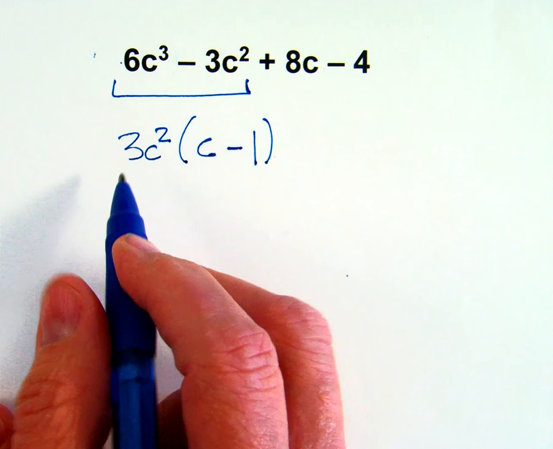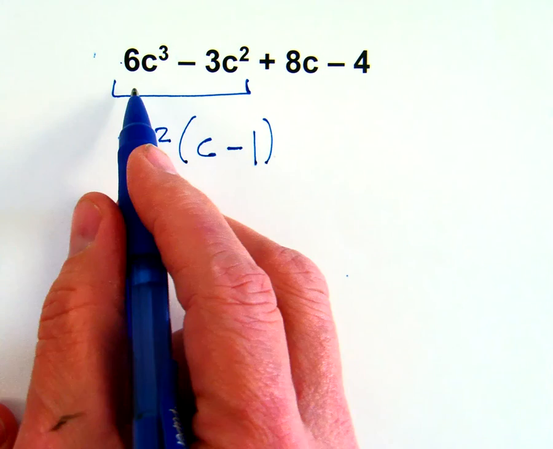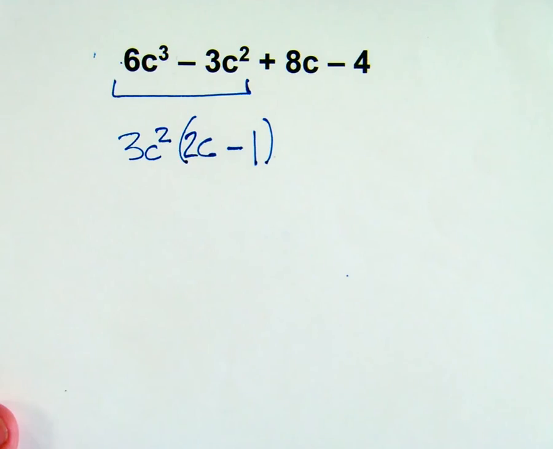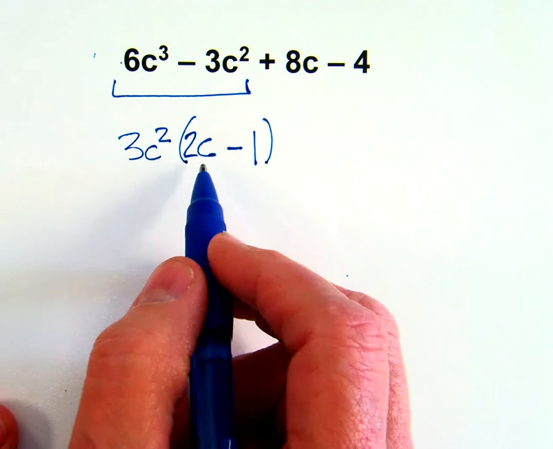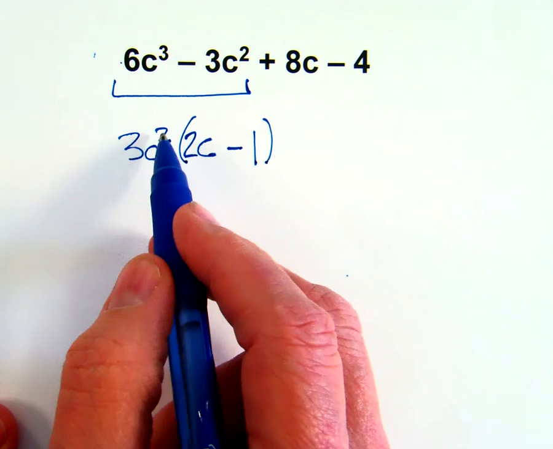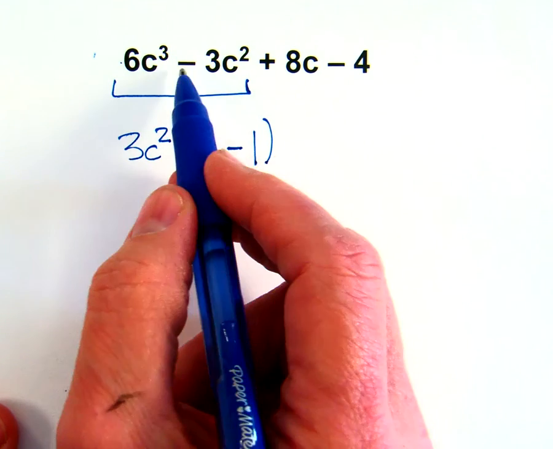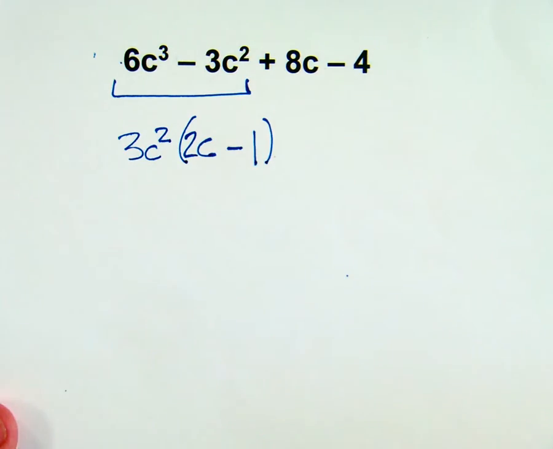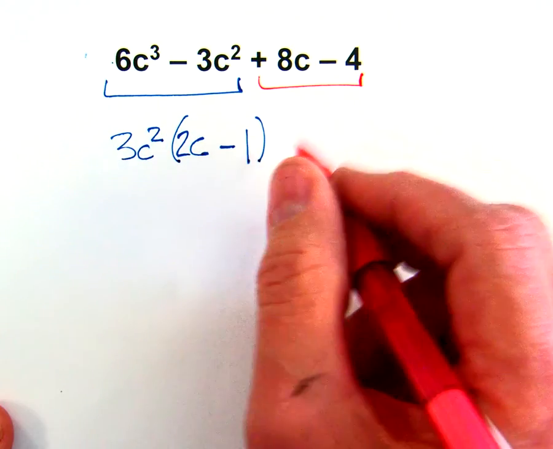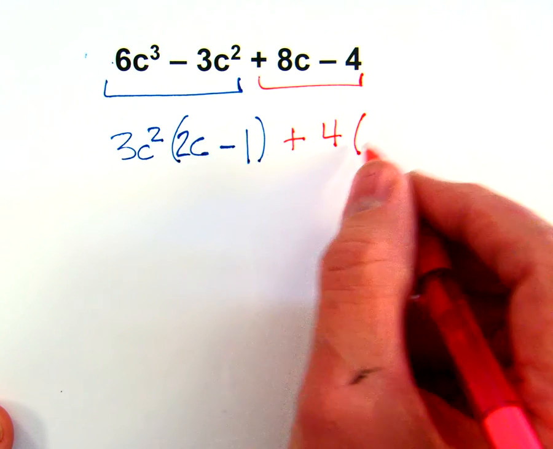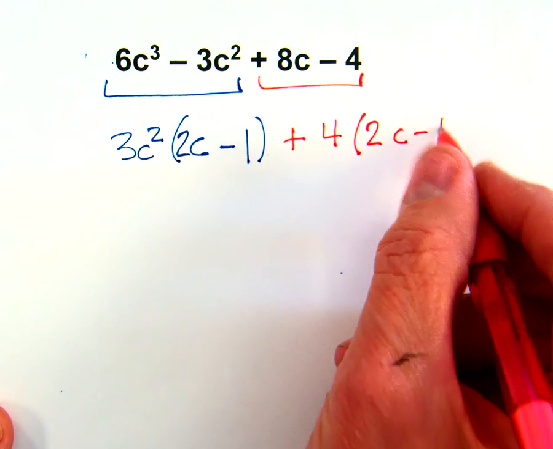Does that work? 3c squared times c. Yep, that's 3c, 6c. Ooh, I did it wrong. 2c, sorry. 3c squared times 2c is 6c cubed. 3c squared times a negative 1 is negative 3c squared. Okay, let's go to the next one. The next one is going to be plus, and it looks to me like they just have in common 4. This will be 2c minus 1.